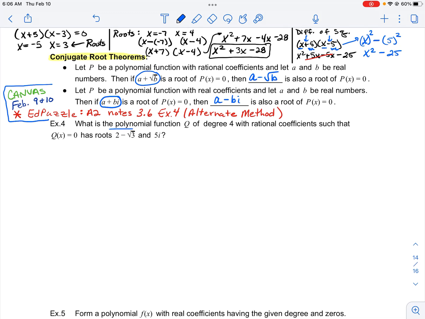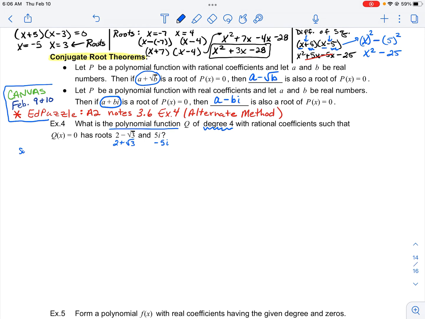Okay, example 4. They want to know what is the function. That's what we're looking for. And we need degree 4. If we've got degree 4, that means we have 4 roots. So we know we have the root 2 minus the square root of 3. That means we automatically have 2 plus the square root of 3. And we also have 5i, which means we automatically have negative 5i. So there's your 4 different roots.